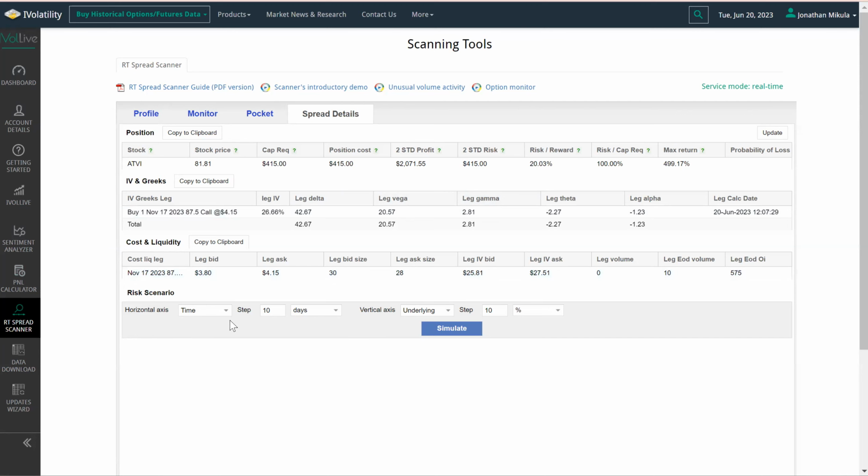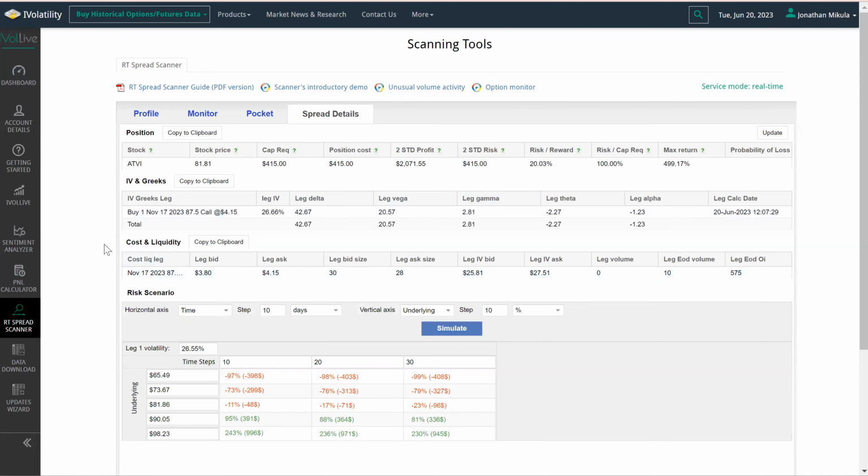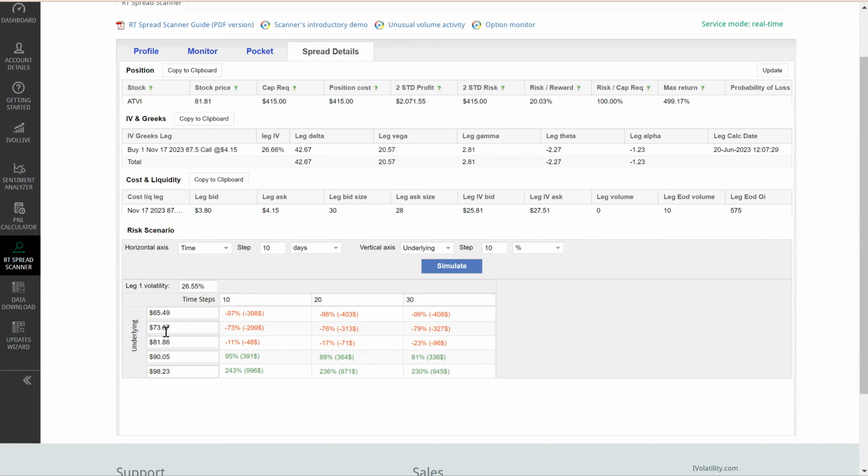So what this is allowing us to do, for an example, if I hit simulate, what this is saying is we have time on the horizontal axis, right? So here's time, 10 days, 20 days, 30 days from now. And then we have the underlying spot price for Activision, its stock price here on the y-axis, right? The underlying price. And what's neat about this is this tells us different scenarios. So if Activision goes to $90 10 days from now, here's what our profit looks like on the option. So this is a really, really cool tool to use. Again, it's like a mini P&L calc built right into the real-time spread scanner.